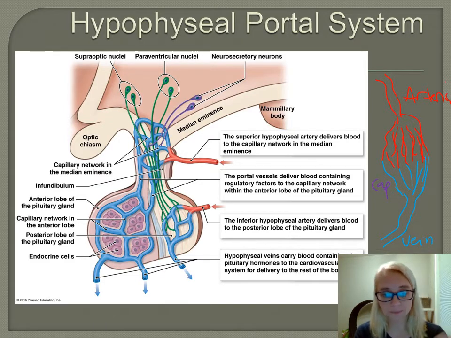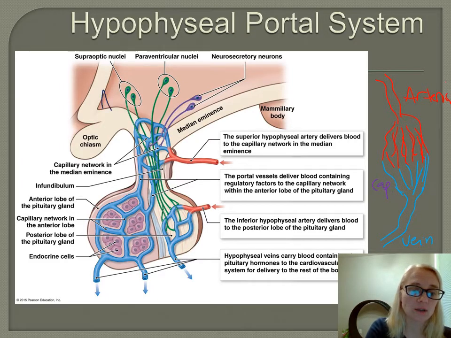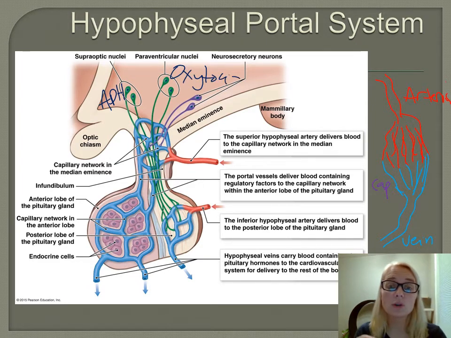It's neural control, because we have the supraoptic nucleus, which releases ADH, and we have the paraventricular nucleus, which releases oxytocin. Okay, so they produce those hormones in the neurons that are located in those two nuclei within the hypothalamus.